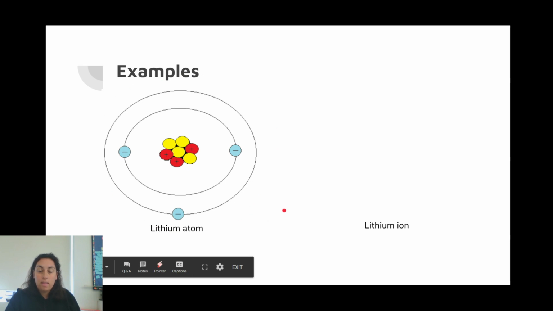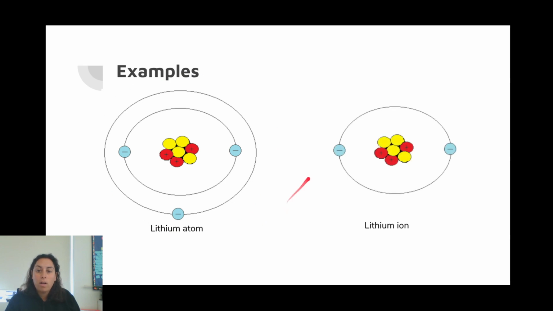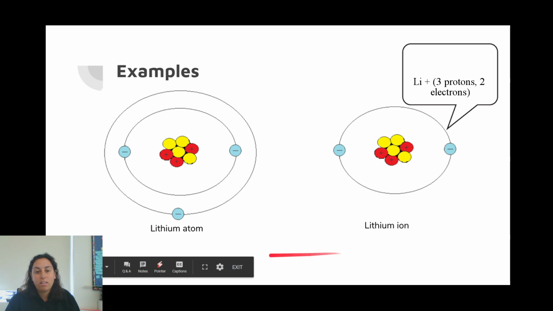In this case, lithium is a metal, and what it's going to do is get rid of its 1 electron to go down to the next shell lower, that is full. Lithium now has 3 positives and only 2 negatives. So what would be the charge on lithium? If you answered +1, you're correct.